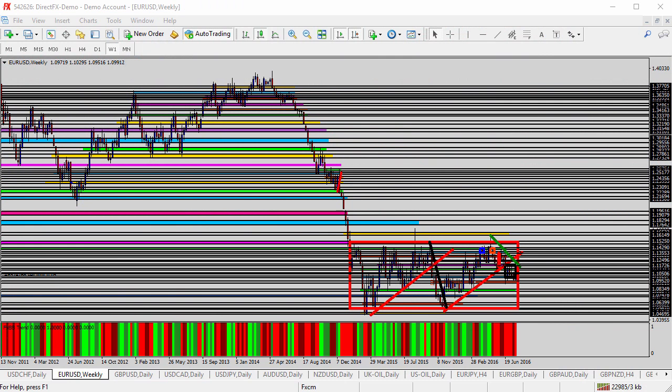Today we're going to be taking a look at the EURUSD, the euro versus the US dollar, for today's trade analysis. Starting here on the weekly time frame, we're zooming out so we can get a longer term perspective first, and then we'll go down to the smaller time frames.